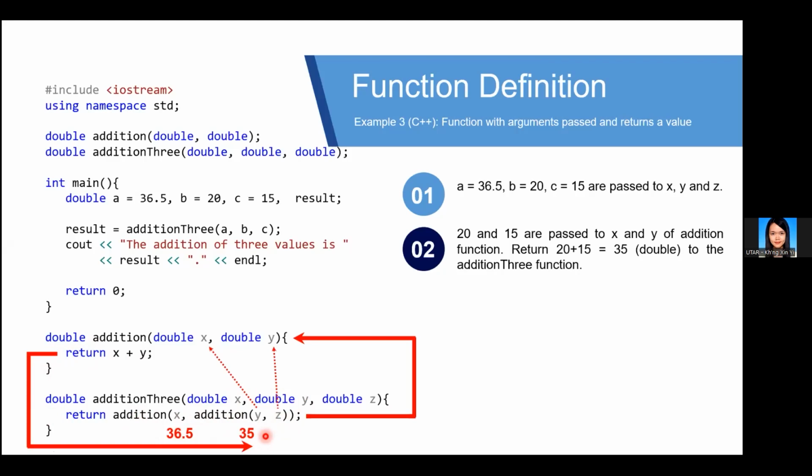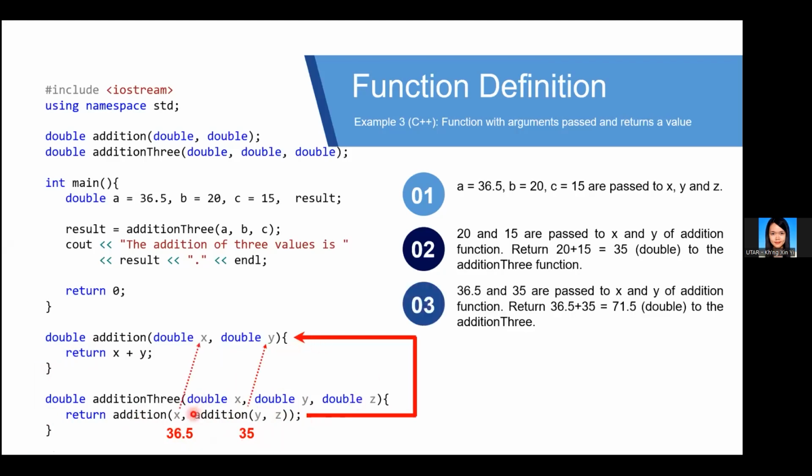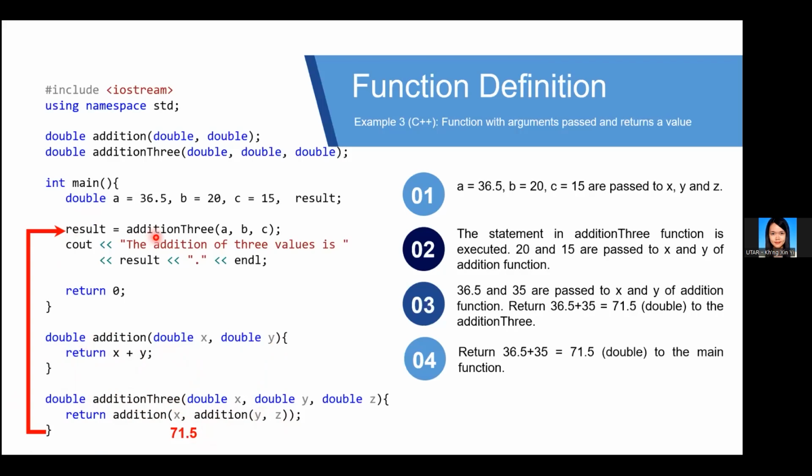So again, the addition function will be invoked again. And then this 36.5 will pass to the first argument x, and 35 will be passed to the second argument y. And then again, it's going to return x plus y to the function caller here. So what is x plus y? 36.5 plus 35 is going to be equal to 71.5. So it will return back 71.5 to this function caller here. And then this is not the end yet, right? Because this is the addition tree function being called. So eventually 71.5 will be returned back to the function caller here and being stored in this result variable.